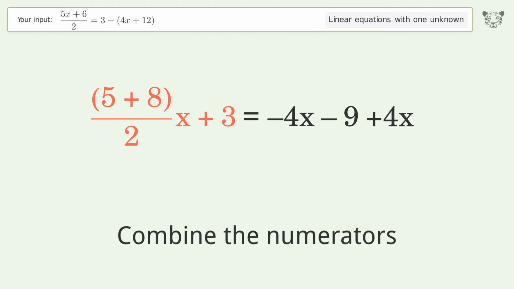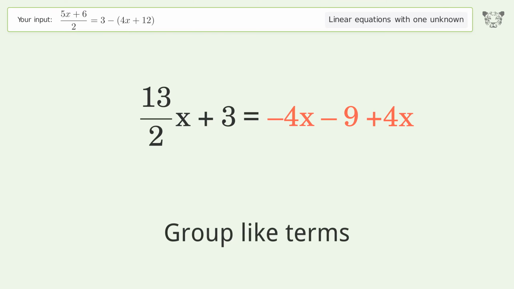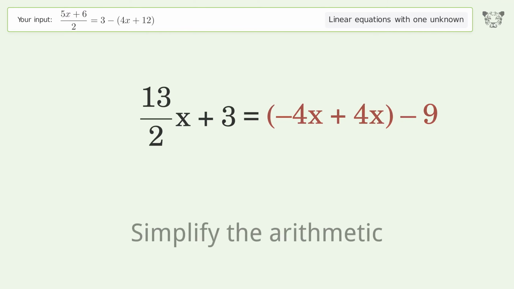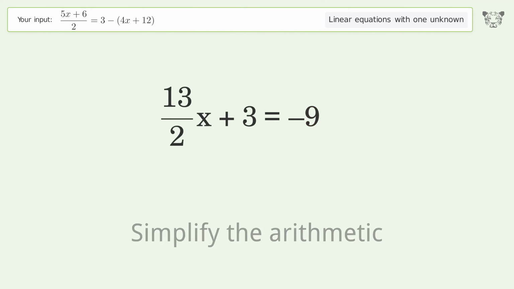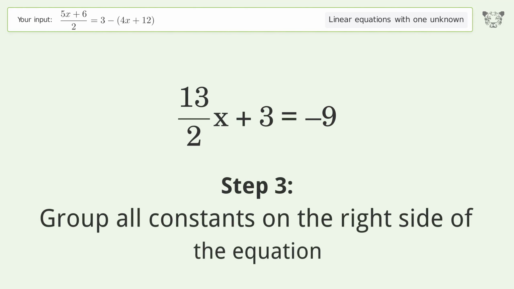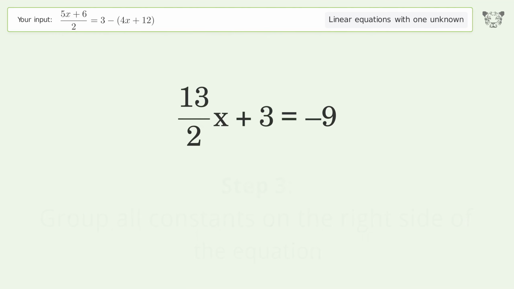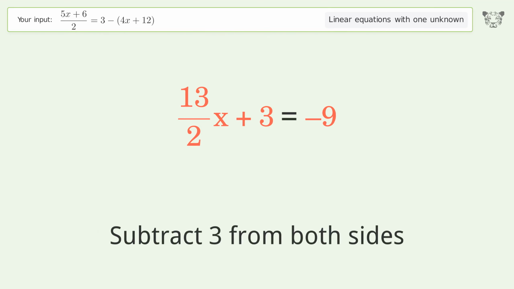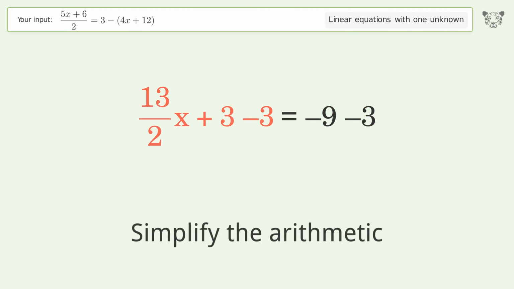Combine the numerators. Group like terms. Simplify the arithmetic. Group all constants on the right side of the equation. Subtract 3 from both sides. Simplify the arithmetic.